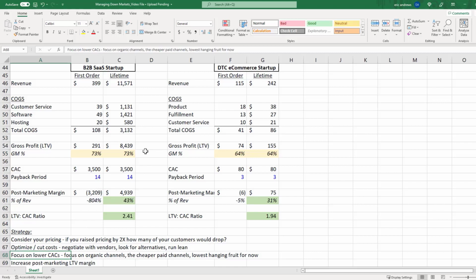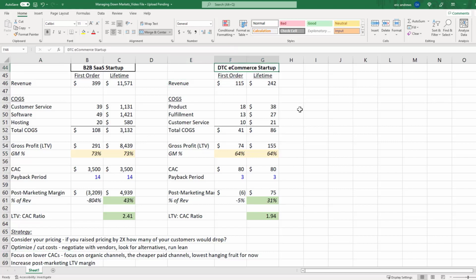And the last thing is you need to focus on lower CACs. Focus on your organic channels, focus on the cheaper paid channels, just the lowest hanging fruit. We're going to talk about this in a sec, but you probably want to slow your growth down and focus on customer acquisition if it's cheap, and if it's expensive, for now, do not focus on those channels.